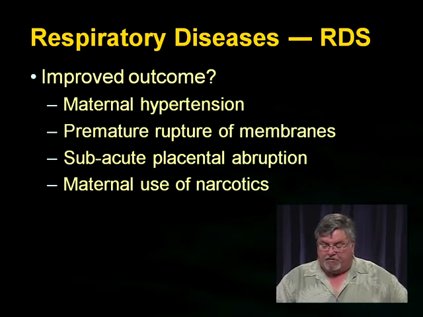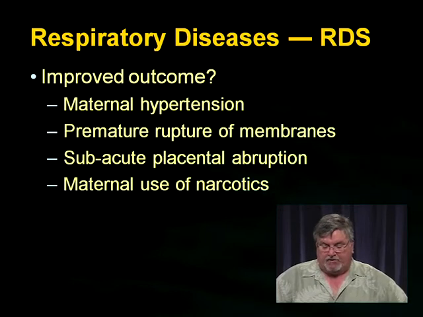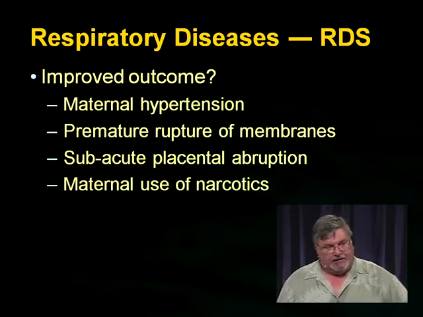What improves the outcome of respiratory distress in infants? If the mother was hypertensive, if she had premature rupture of membranes, if she had subacute placental abruption, or if she used narcotics. Not necessarily things we would ask them to do clinically.